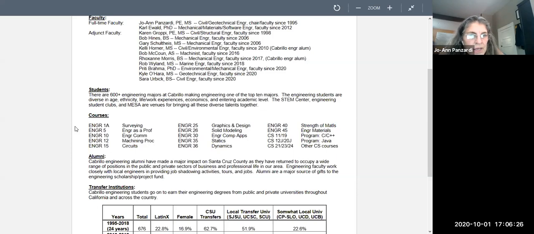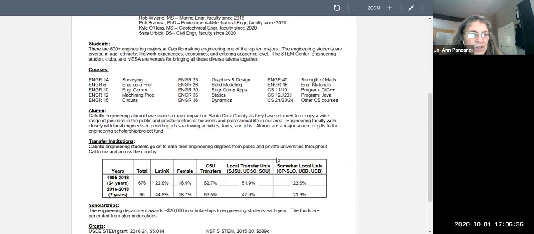Here are the engineering and computer science courses that we offer, and we'll look more at those. So there's 5, 10, 15. I mentioned the alumni already.